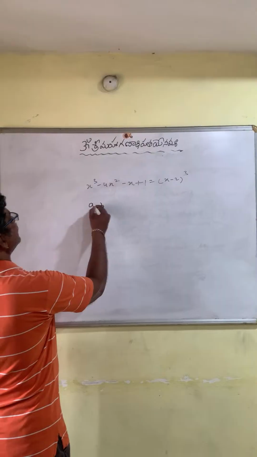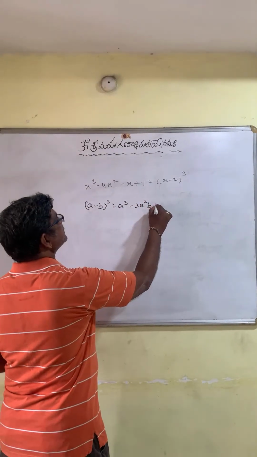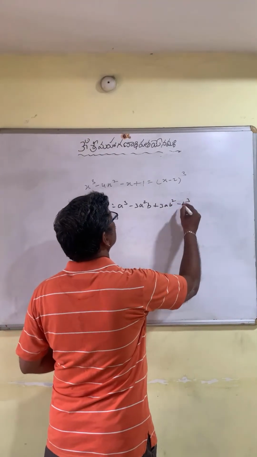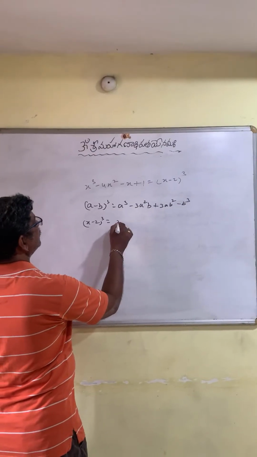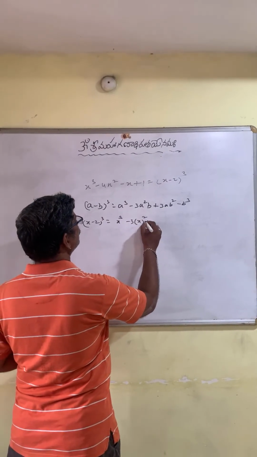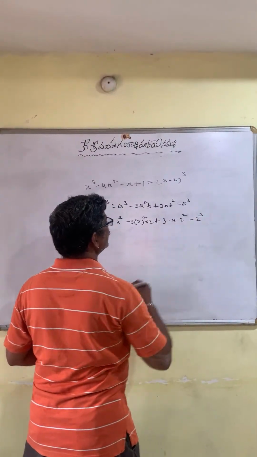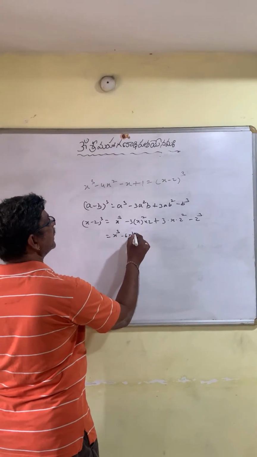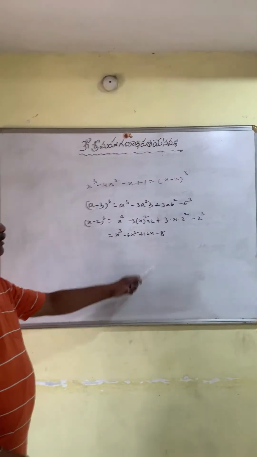We know (a minus b) whole cube is equal to a cube minus 3a square b plus 3ab square minus b cube. So (x minus 2) whole cube is x cube minus 3 into x whole square into 2, plus 3 into x into 2 square, minus 2 cube. So x cube minus 6x square plus 12x minus 8. So (x minus 2) whole cube expansion is this one.